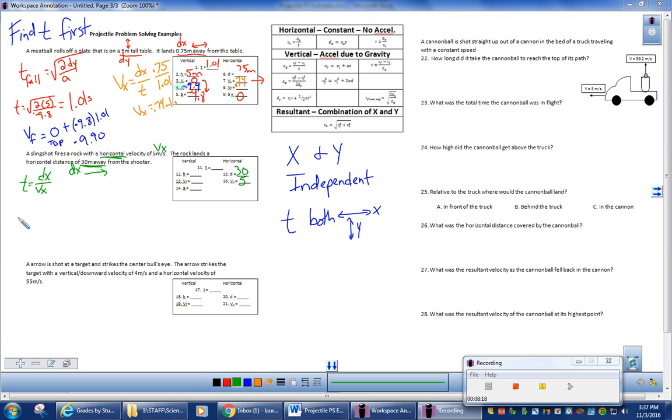So my time equals distance of 30 meters divided by a velocity of 5 meters per second, meaning that our slingshot is going to fire a rock, and that rock will stay in the air for 6 seconds. If I know my time, I can then go and calculate my other stuff. So vertically, my slingshot has fired something horizontally at that 5, but my vertical velocity, that initial velocity, is 0.